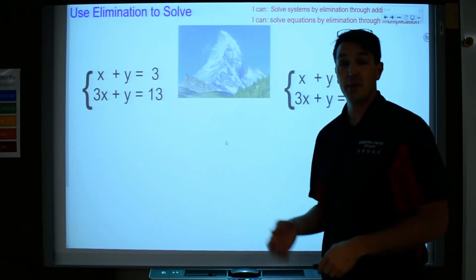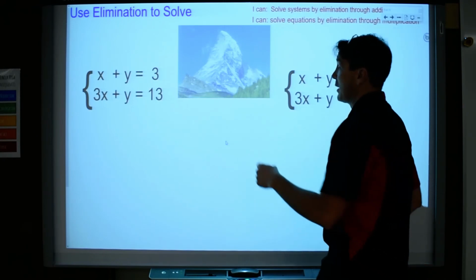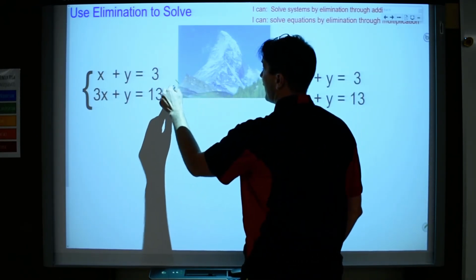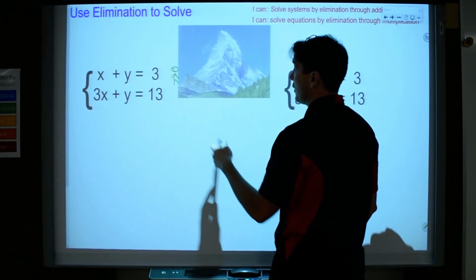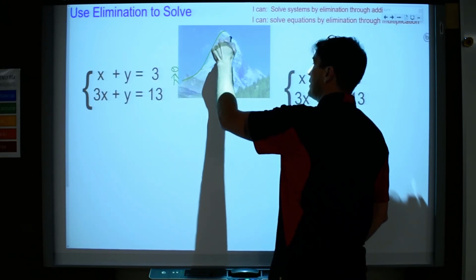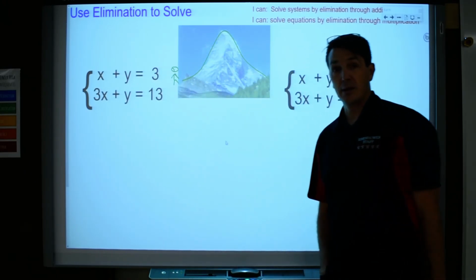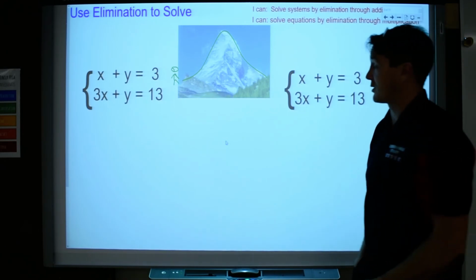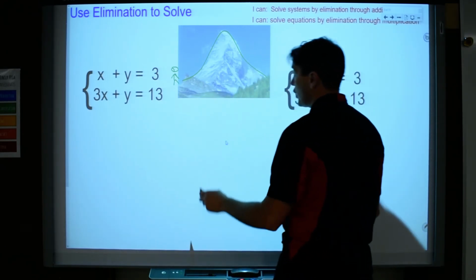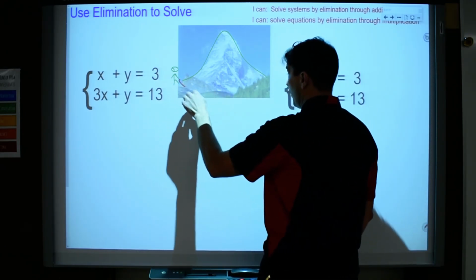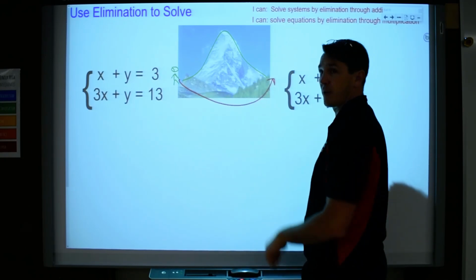And so the analogy Mr. Nelson has is, if I'm here and I want to get to the other side of the mountain, well, I can climb the mountain, and that would be a lot of work, right? Climbing a mountain, depending on how steep it is. I could just go around the mountain. That would be pretty straightforward, right?